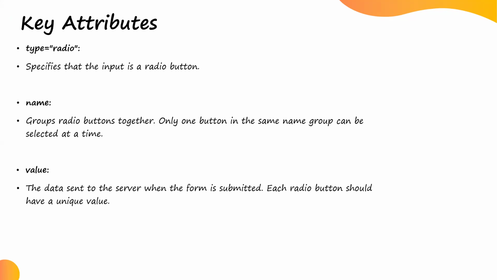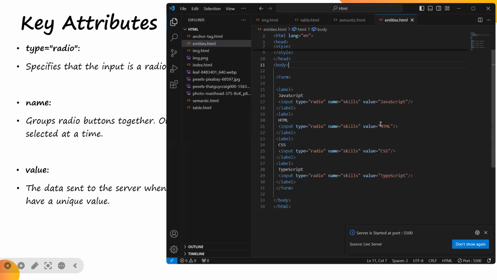Each radio button should have a unique value. You can see the one that we had here, all of them had a unique value. If I go back to it, all of them had a unique value, but they have the same name. They have the same name, but unique values.